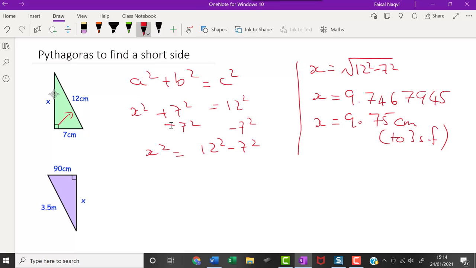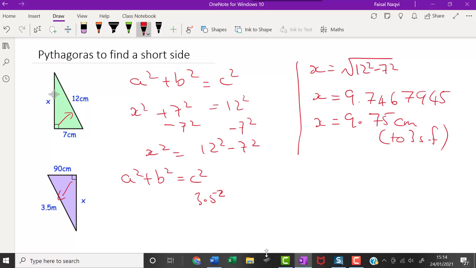For the next one, again, I have a right angle triangle. I have two sides and I want the third side, so I know that this is a Pythagoras question. So Pythagoras, a squared plus b squared equals c squared. My c is the side opposite my right angle, which is 3.5 meters. So I put 3.5 meters squared.